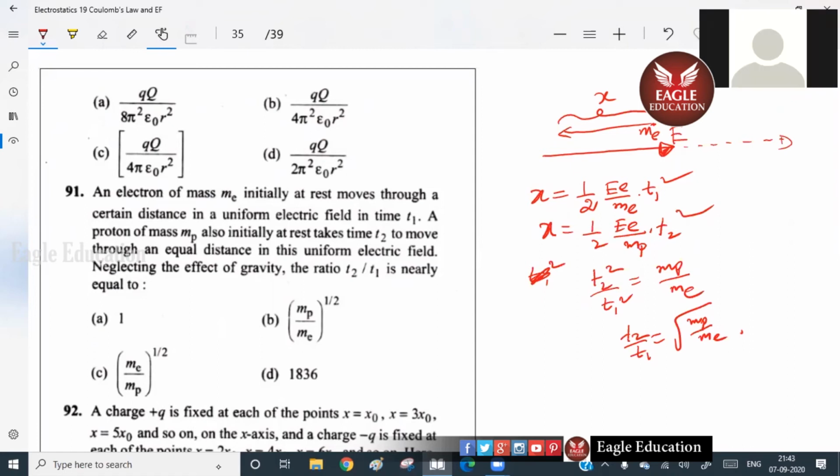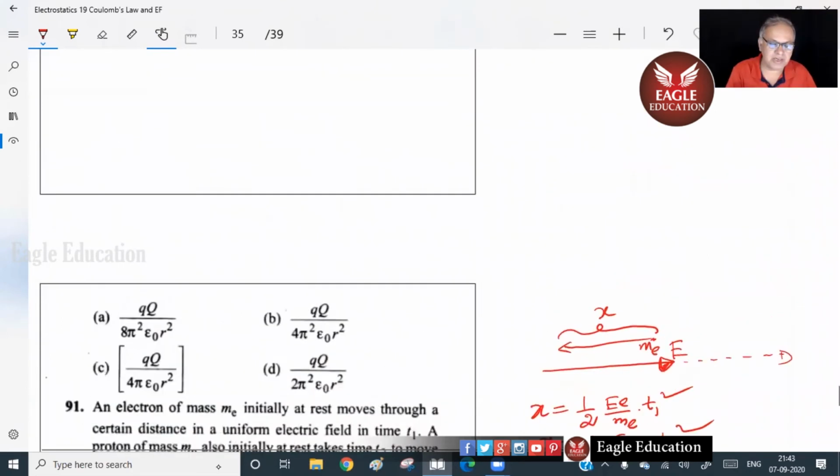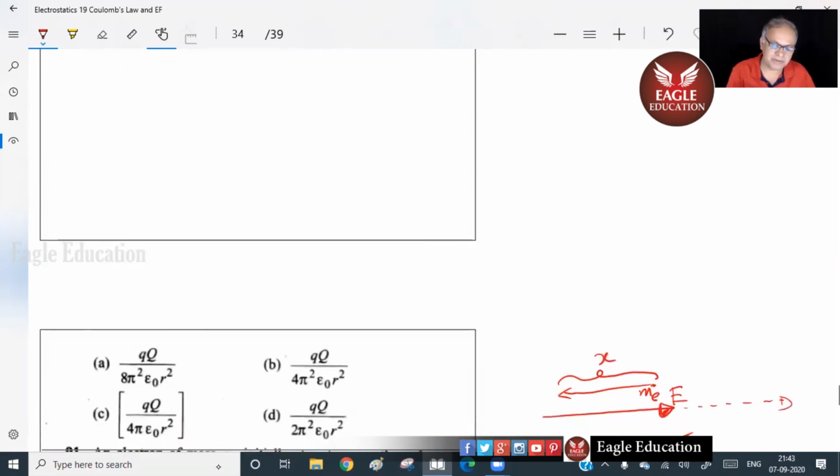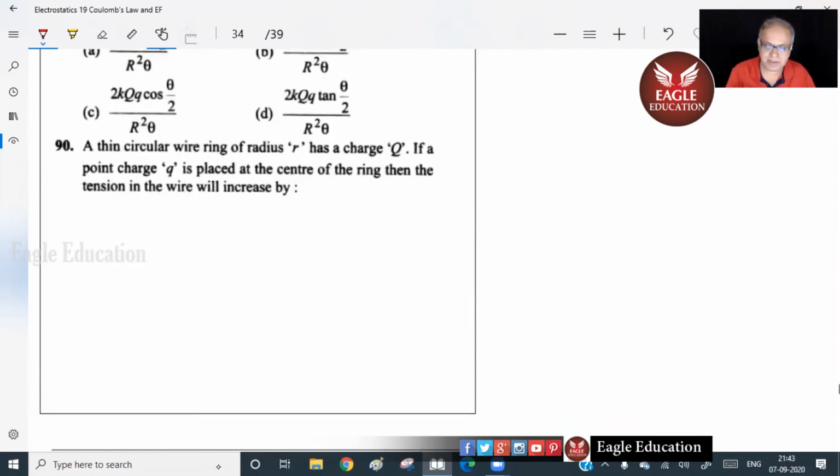Now we'll go for the next one. A circular wire ring of radius R has a charge Q. A point charge Q is placed at the center of the ring. Then the tension in the wire will increase by what? A very standard question. Tell me, how should I do this?